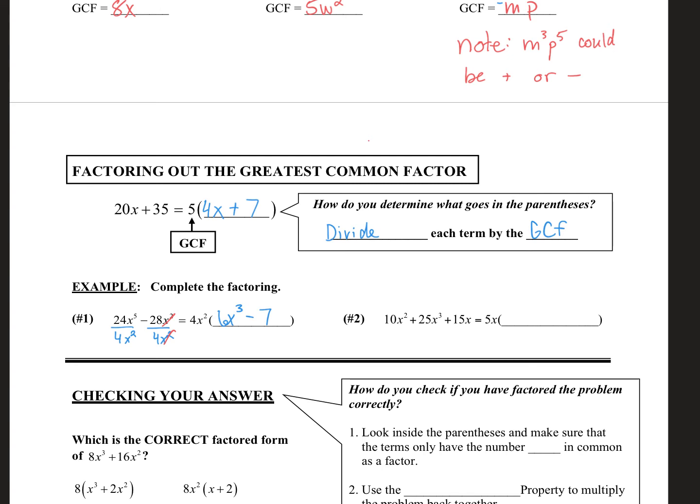Same idea. We're already given the greatest common factor here is 5x. So we're going to divide each term by 5x. Okay, 10 divided by 5 is 2, and x squared divided by x is just x. Okay, 25 divided by 5 is positive 5, and x cubed divided by x is x squared. Then finally, we have 15x divided by 5x. Okay, those x's are going to cancel, and we're just left with 3.